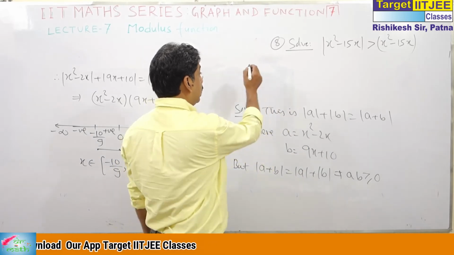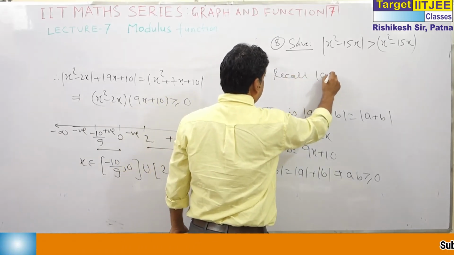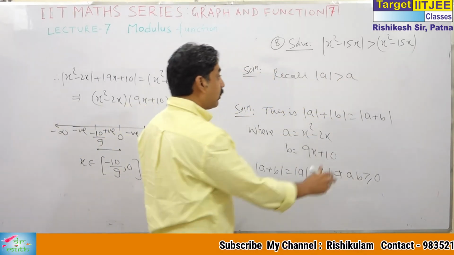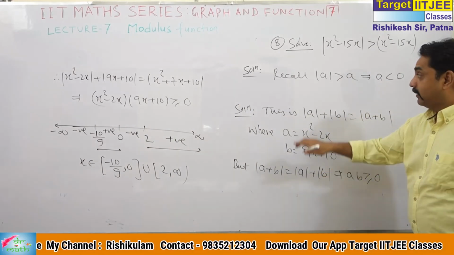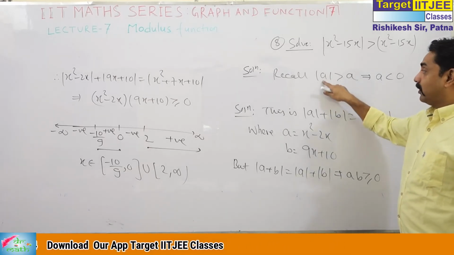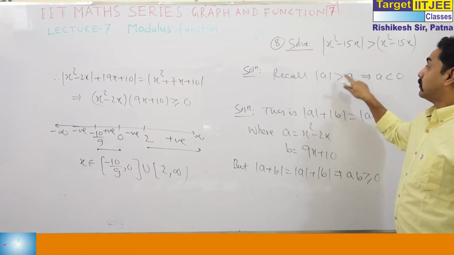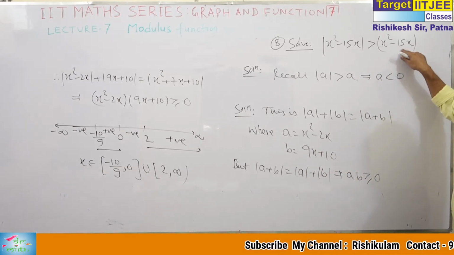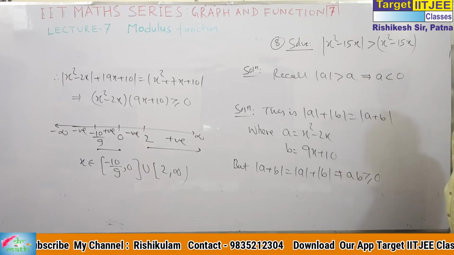But here, can you recall? This is true when the quantity is less than 0. I have just explained: for a positive A, 4 > 4 is not true, and 0 > 0 is not true. But |−4| is greater than −4. This is true only when the quantity is negative, because then its modulus is positive and the inequality holds.